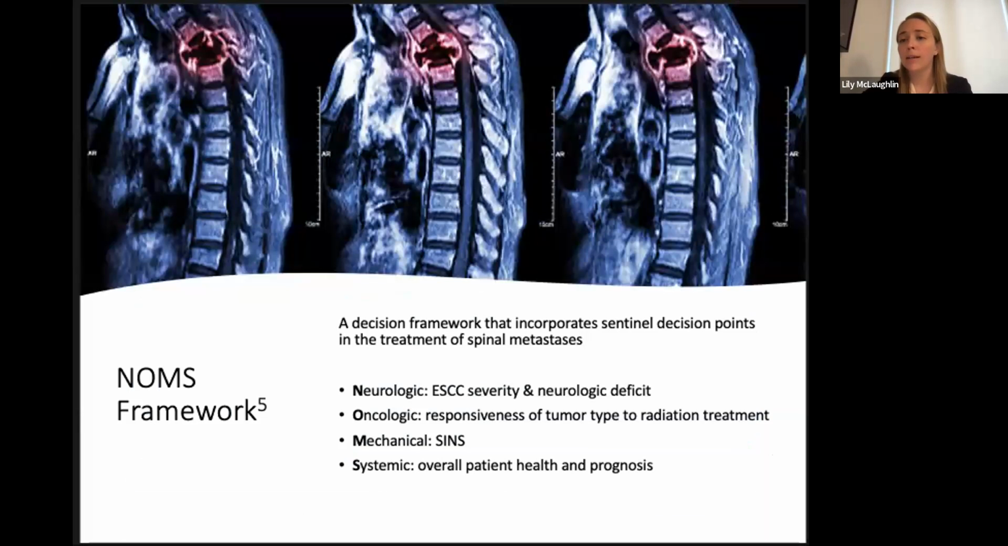So what's the NOMS framework? It's this comprehensive approach used really for the management of metastatic spinal tumors. It utilizes these 4 points of assessment, the N, the O, the M, and the S, to determine what's the optimal combination of systemic therapy, radiation, and surgery. For N, the neurologic, we're looking at the degree of epidural spinal cord compression and the presence of any neurodeficits. For O, oncologic, we're exploring the responsiveness of the primary tumor type to treatment, specifically conventional radiation. For M, mechanical, we're evaluating the stability of the vertebral column using the spinal instability neoplastic score. And then for systemic, the S, we're really looking at the broader picture here in terms of the patient's overall health and really what's their long-term prognosis.